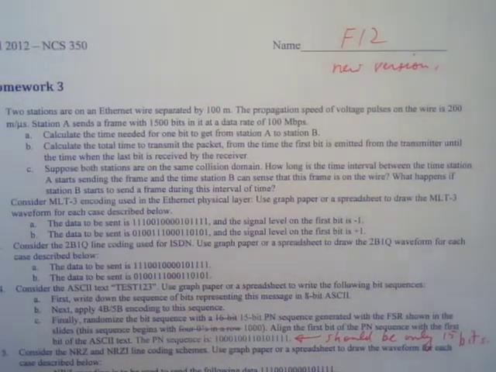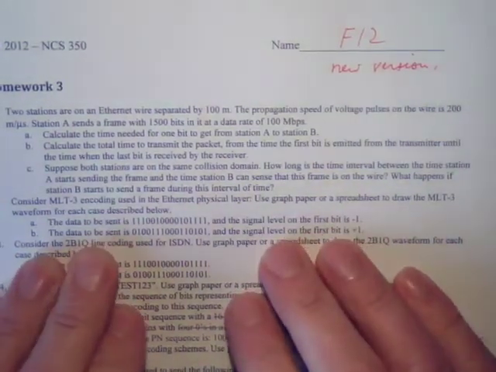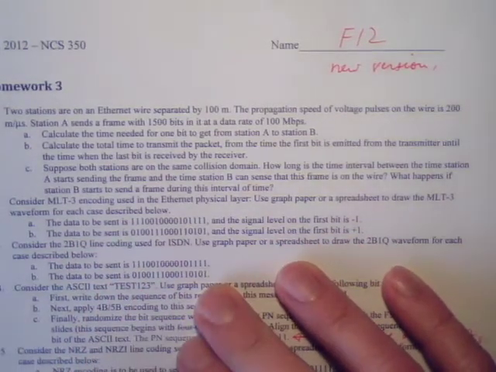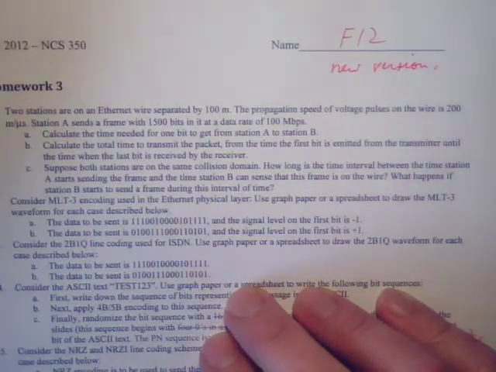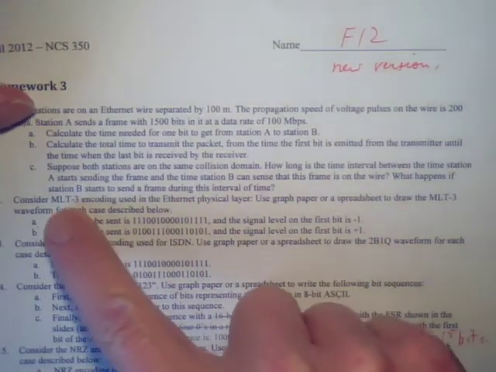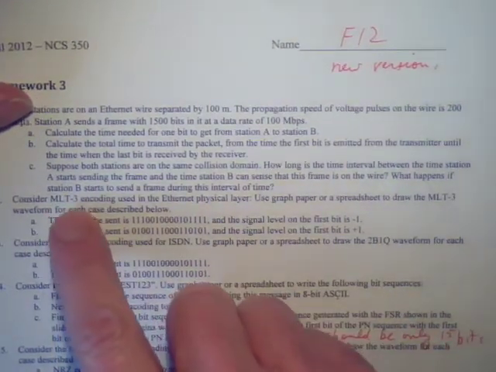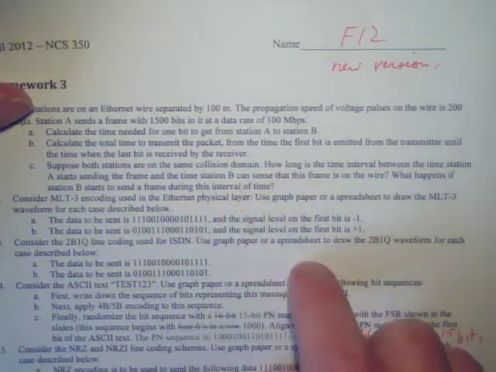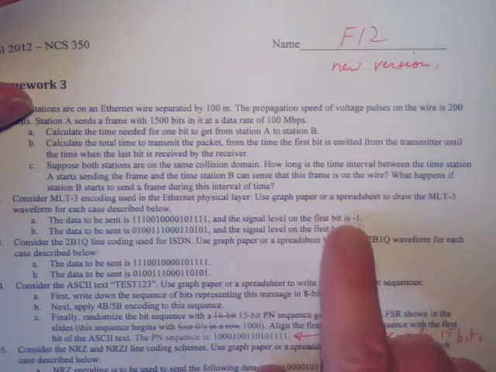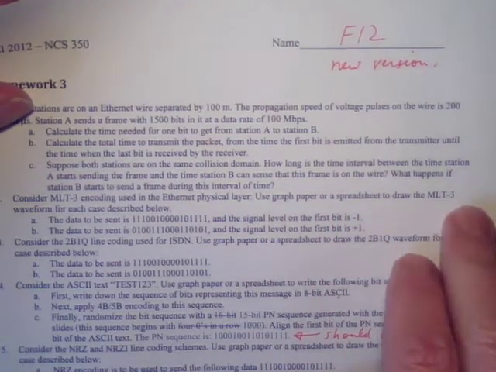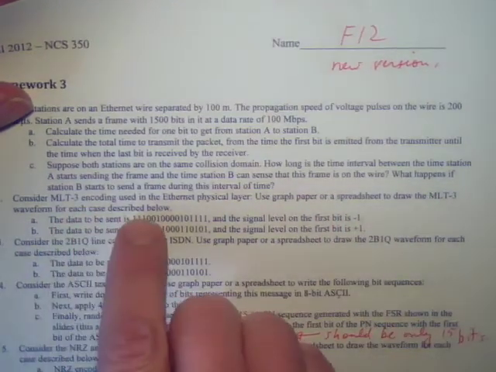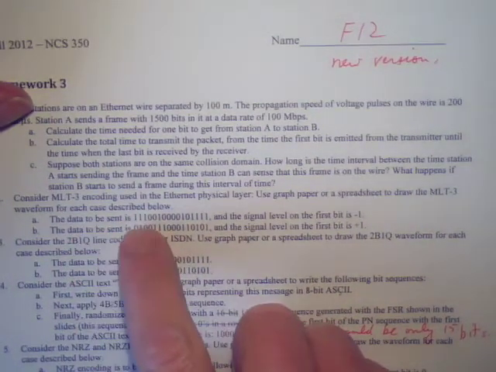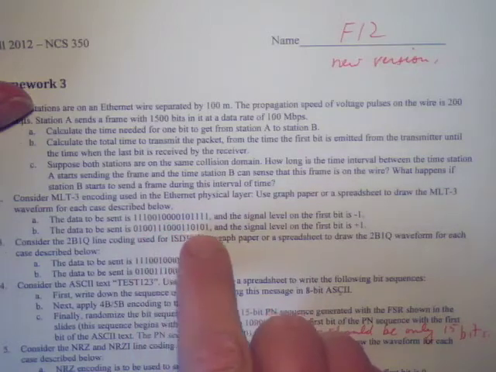Okay, this is problem 2 of homework 3. It might be problems 2 and 3 depending on how long it takes. In problem 2 it says consider MLT3 encoding used by Ethernet physical layer. It asks you to use graph paper or spreadsheet to draw the MLT3 waveform for each case described below. And they give you parts A and B with 2 sets of binary data.